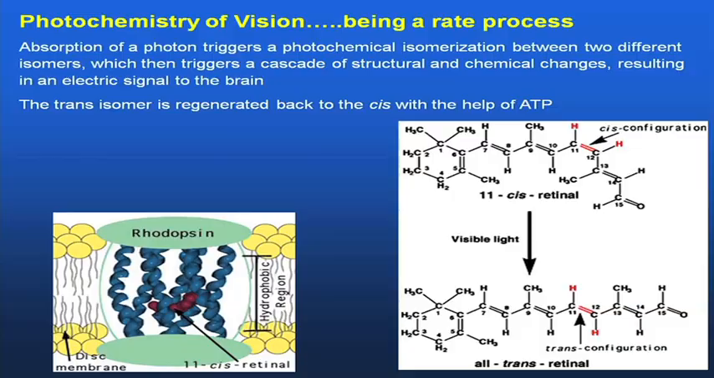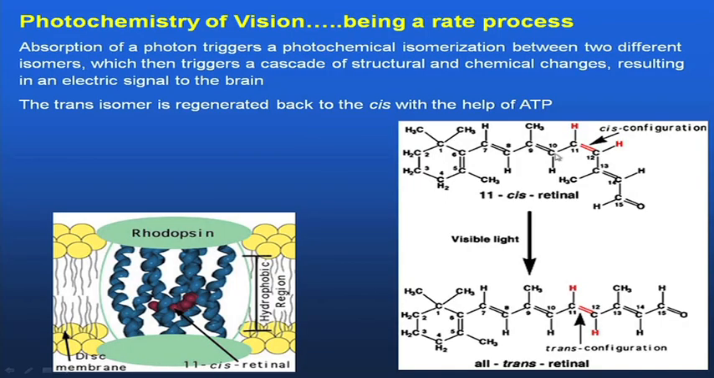to us, like we see here that this forward process is good for vision, okay, and the backward process is also needed to have a sufficient amount of 11 cis retinal, so that next time we can see. Suppose we are seeing something for a long time, that means there must be a continuous flow of the process from this direction to this direction, that helps in seeing, and also this direction, that is back reaction, ensures that after certain time this will not be depleted.